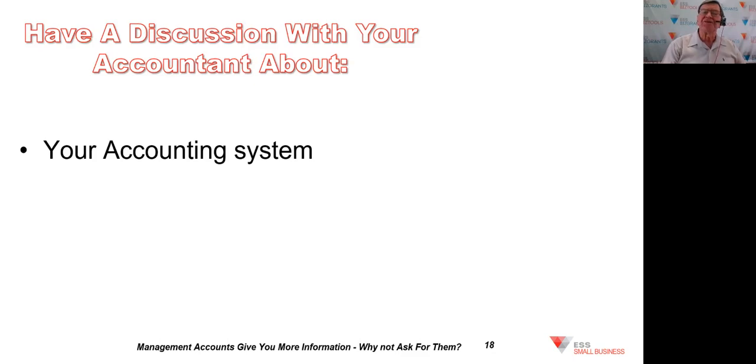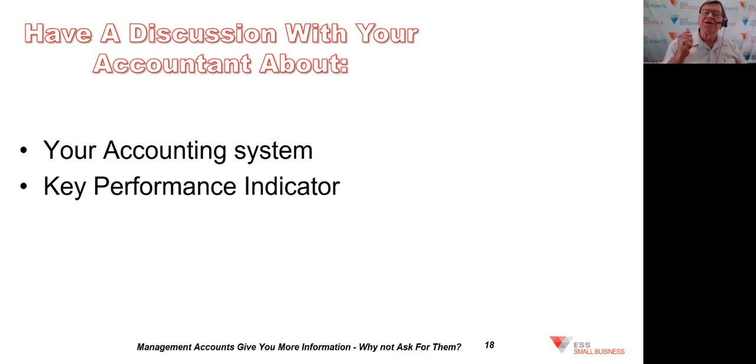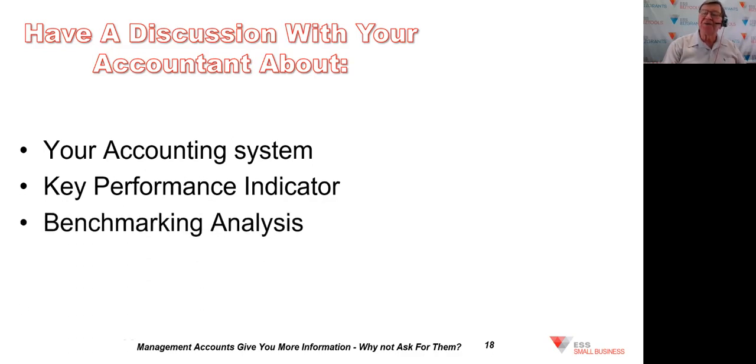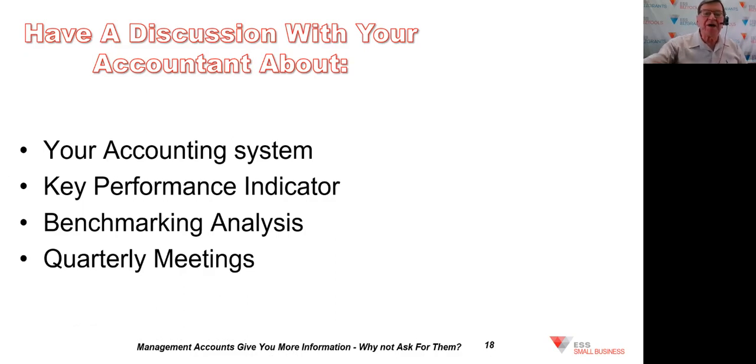So have a look at your accounting system. Is it producing information that you can utilize to run your business, to add some value? So you'd have key performance indicators. The benchmarking analysis is very important. The quarterly meeting that I've just mentioned. If you had 4 quarterly meetings a year and then one other meeting on taxation issues with your accountant in a year, I think you'd find that your business was performing better.